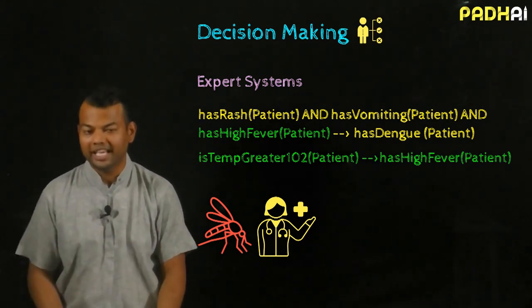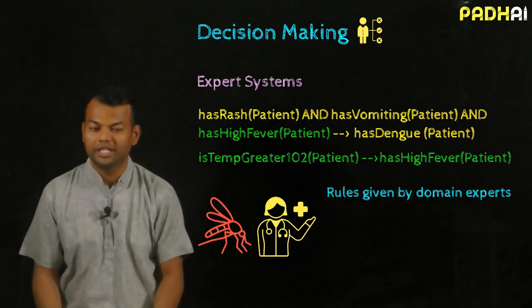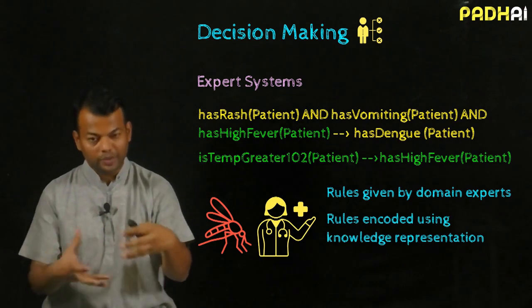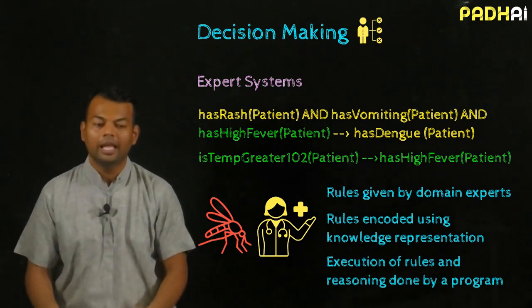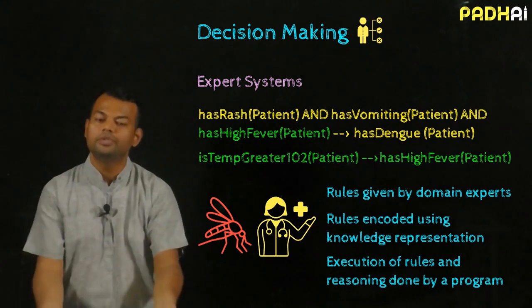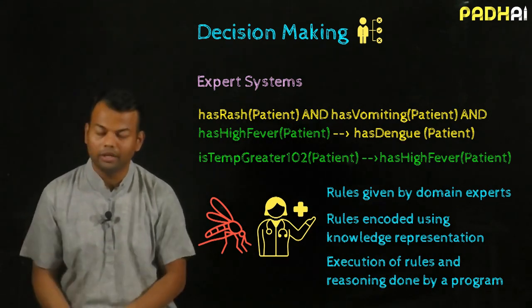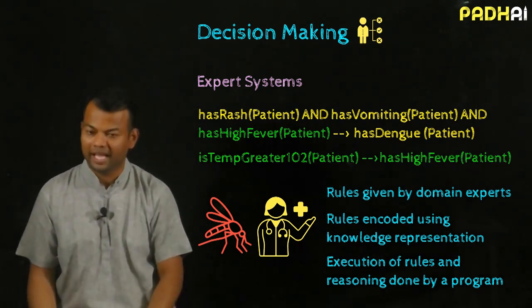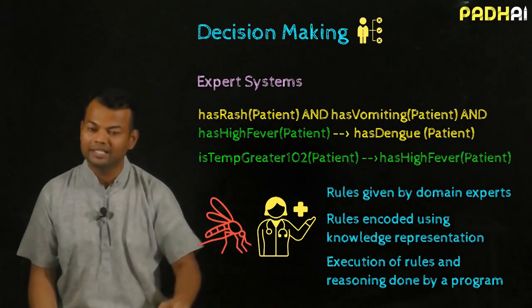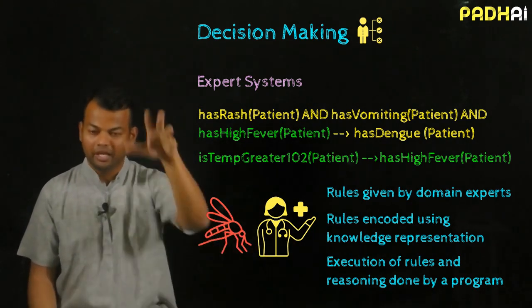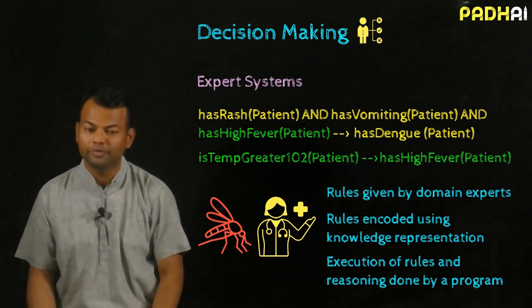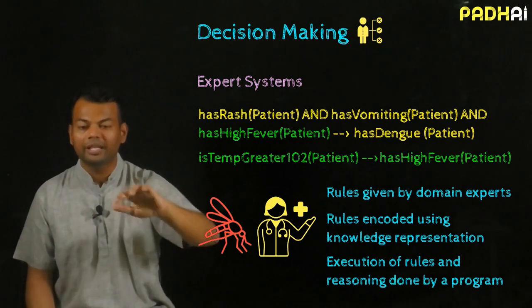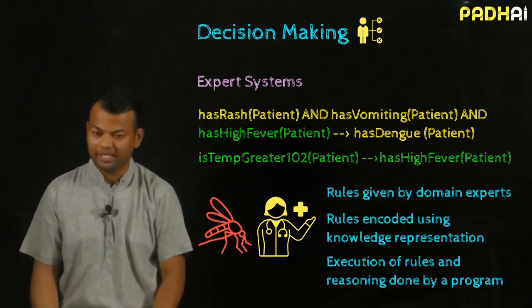Now, expert systems were just an embodiment of these rules. So the rules were given by domain experts, in this case a doctor, and then the rules were encoded using a knowledge representation, and then finally you write a program which executes these rules and does reasoning on top of them, or rather takes these rules, does reasoning, and then gives you an answer whether the patient has dengue or not, right? And then you could use things like Prolog for this kind of theorem proving, where you have certain rules and based on that you want to prove certain other rules, right? So you have a rule about temperature, then you have a rule about fever, and then based on these rules you want to prove whether the person has dengue or not, right?